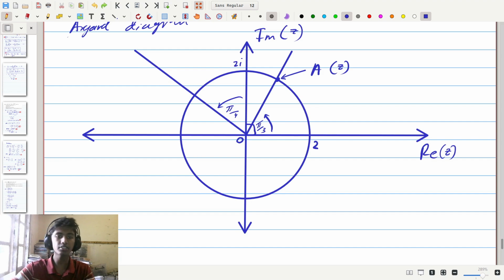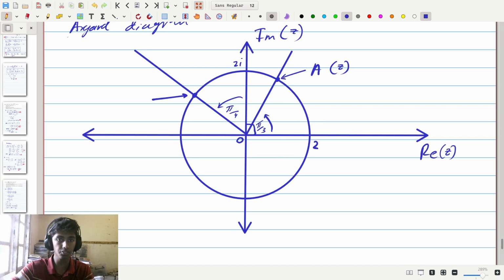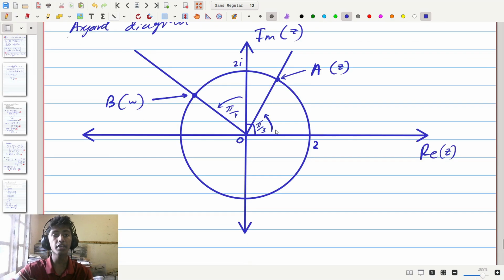Now, since the point w is also on the circle with a radius 2, we can say that the point w must be this point right here, which is the intersection of the line and the circle. So therefore, this point is the point B, which represents the complex number w. So there we go. We've drawn the point A and the point B on an Argand diagram. Now if we consider AB, this line right here.